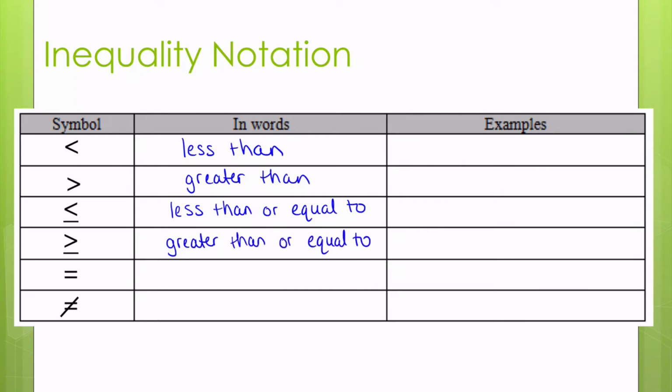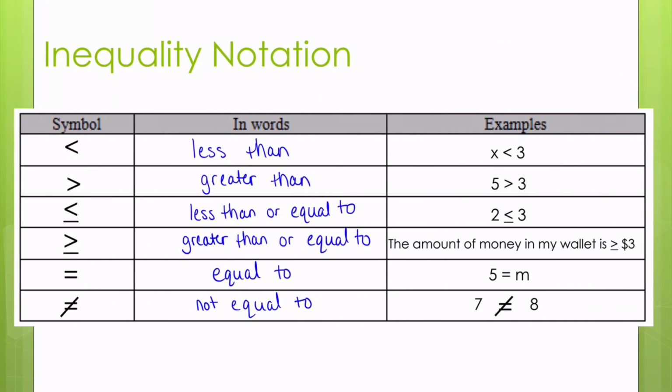We have the just general equal to, and underneath of it is not equal to. Let's look at a few examples here. You can see I've written them already on the left. I have x is less than 3. I have 5 is greater than 3. 2 is less than or equal to 3.